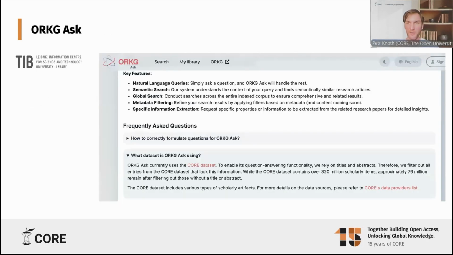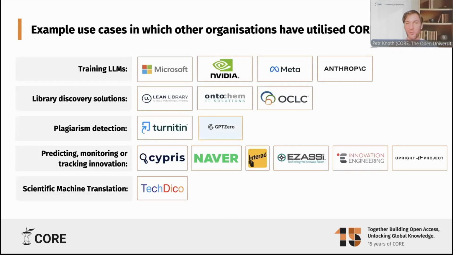Another work which has very recently been done, also this year, is at the TIB, Leibniz Information Centre in Hanover, Germany. They have built a tool called ORKG Ask. This stands for Open Research Knowledge Graph. It is a question answering system which uses semantic web ideas, and it draws again on the CORE content. It processes it, and to some extent it's similar to the CORE GPT principles, but it's a service that you can use today, and you will be using the CORE dataset.